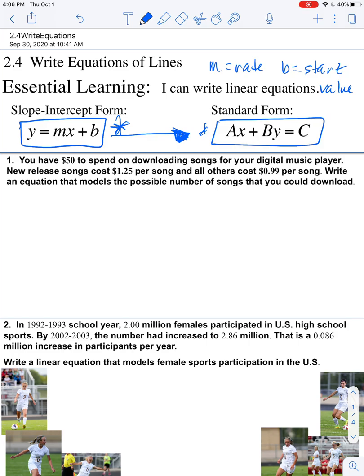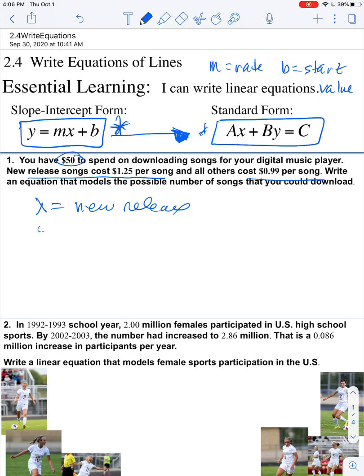So when you're reading a problem, it says you have $50 to spend on downloading songs from your digital music player. New release songs cost $1.25 per song and all others cost 99 cents per song. Write an equation that models the possible number of songs that you could download. Now, in this case, you're going to be looking at two completely different things. And so you're going to need two completely different variables.